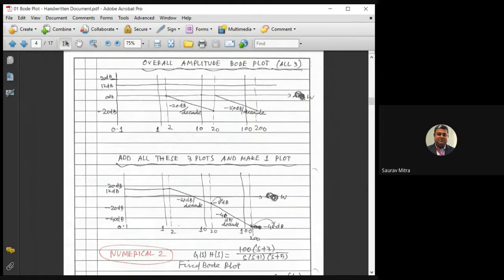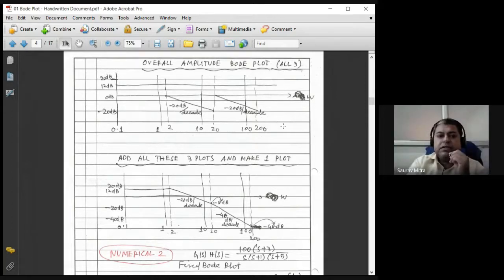For the first term, you are finding this 12 dB line. That is the first thing. For 1 plus j omega by 2, you are finding this line, with corner at 2, 0. And 1 plus j omega by 20, this is at 20, 0, and this is at 200, minus 20. So these three now you have to add with respect to frequency.